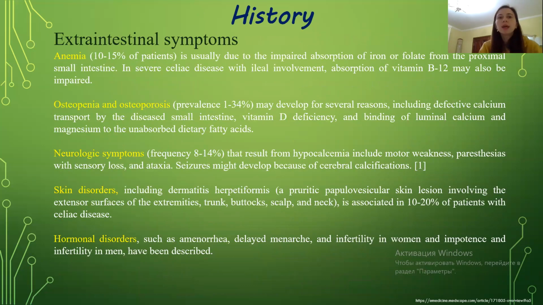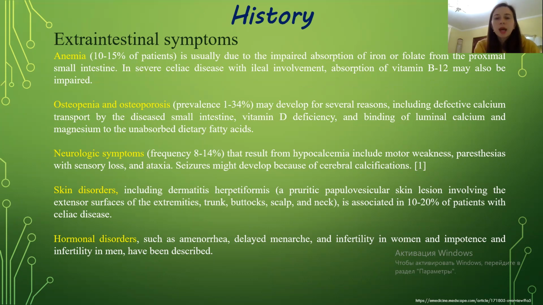And extra-intestinal symptoms. Anemia is usually due to the impaired absorption of iron and folate from the proximal small intestine. Next, osteopenia and osteoporosis may develop for several reasons, including defective calcium transport by the diseased small intestine, vitamin D deficiency, and binding of luminal calcium and magnesium to the unabsorbed dietary fatty acids.